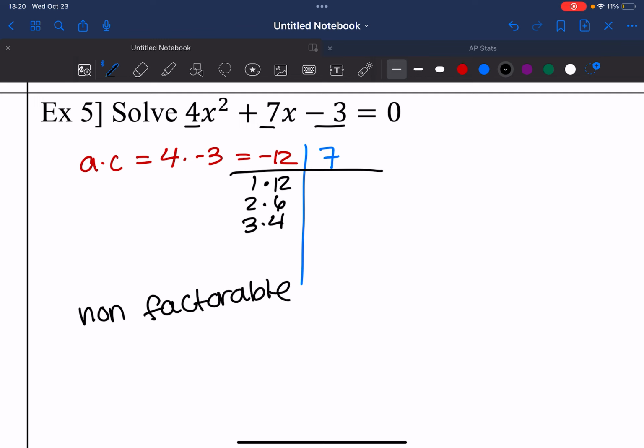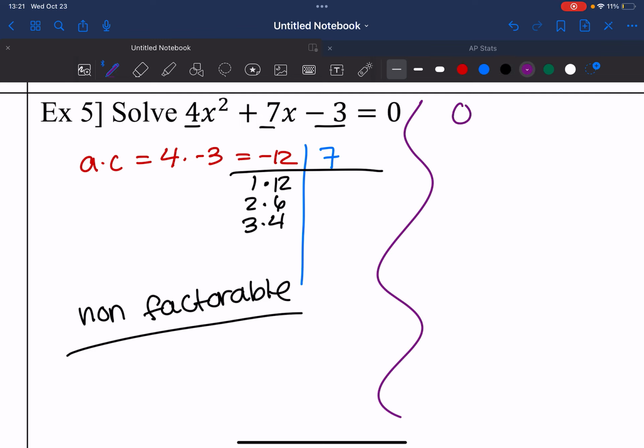Okay? That is different from saying no solution. Okay? This does have a solution, we just cannot find it by factoring. So we say this is non-factorable. Well, remember, we learned other methods in order to find the root. And the other method we learned was the quadratic formula. So if something is not factorable, then you go and you use the quadratic formula.